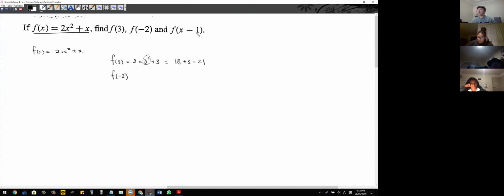So I want you guys to try f of -2. You just have to plug in -2 in here and here. And try f of x minus 1. So what's the difference between these two?